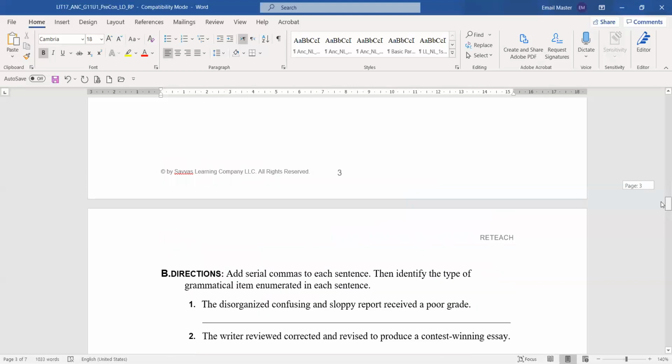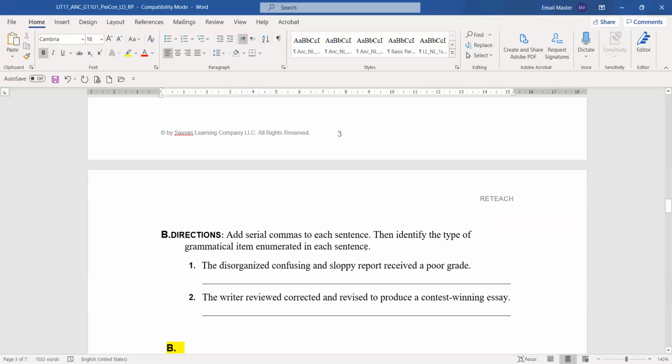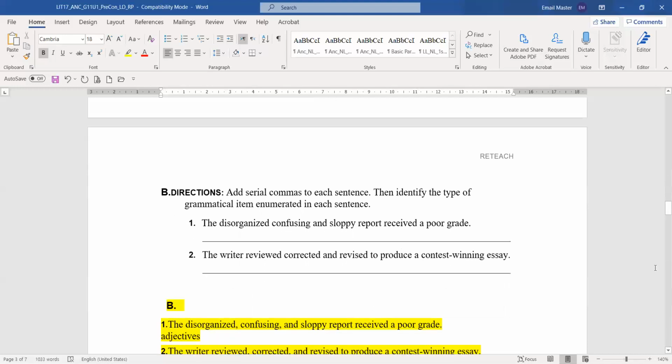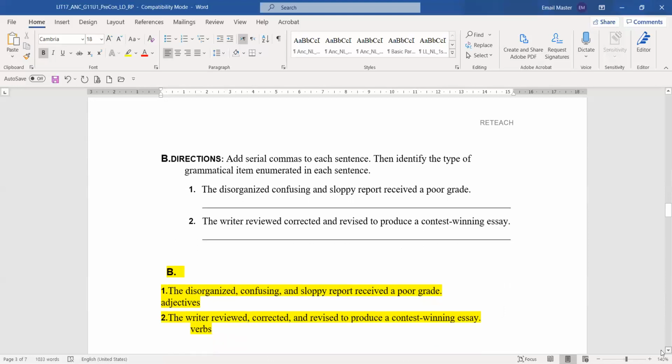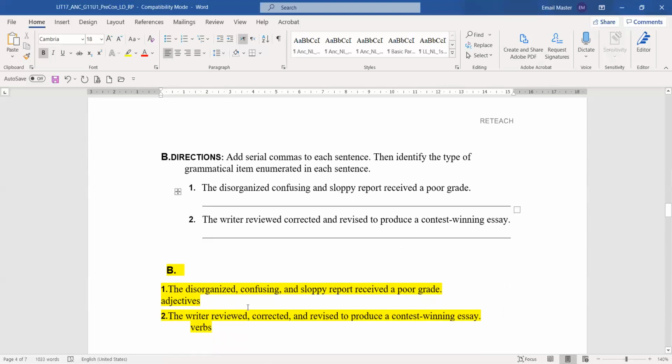Here it says add serial commas to each sentence, then identify the type of grammatical item. So when we look at number one, we say the disorganized, confusing, and sloppy report received a poor grade. So we have to put disorganized, comma, confusing, comma, and sloppy report. They are all adjectives. Second one, the writer reviewed, comma, corrected, comma, and revised to produce a contest-winning essay. They are all verbs in past tense.